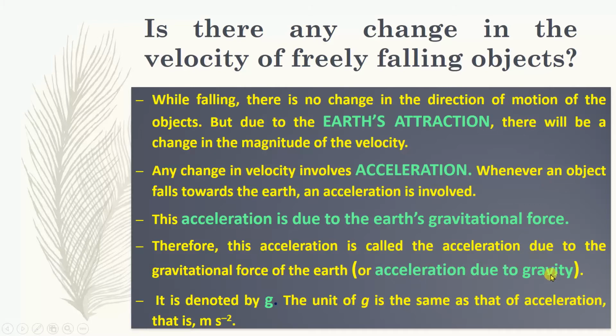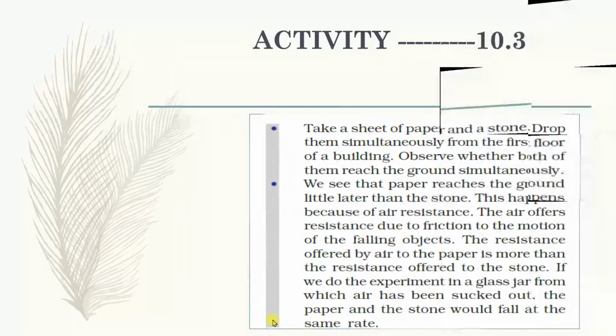So whenever an object falls freely, it will fall with the acceleration called the acceleration due to gravity, and it is denoted by the symbol small g. ठीक है? Acceleration due to gravity. वैसे हम acceleration को a symbol लेते हैं, small a, but acceleration due to gravity is denoted by the symbol small g. Since it is acceleration, the units remain the same. That's the units, meter per second square. ठीक है? Let's perform the activity.